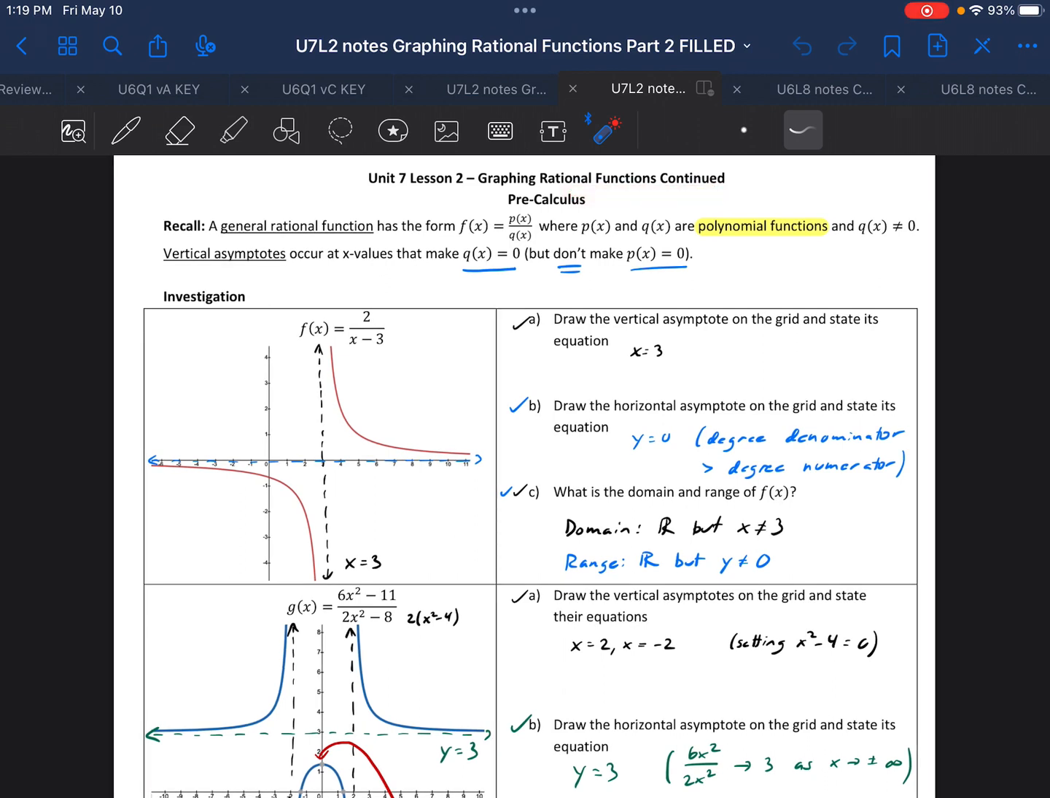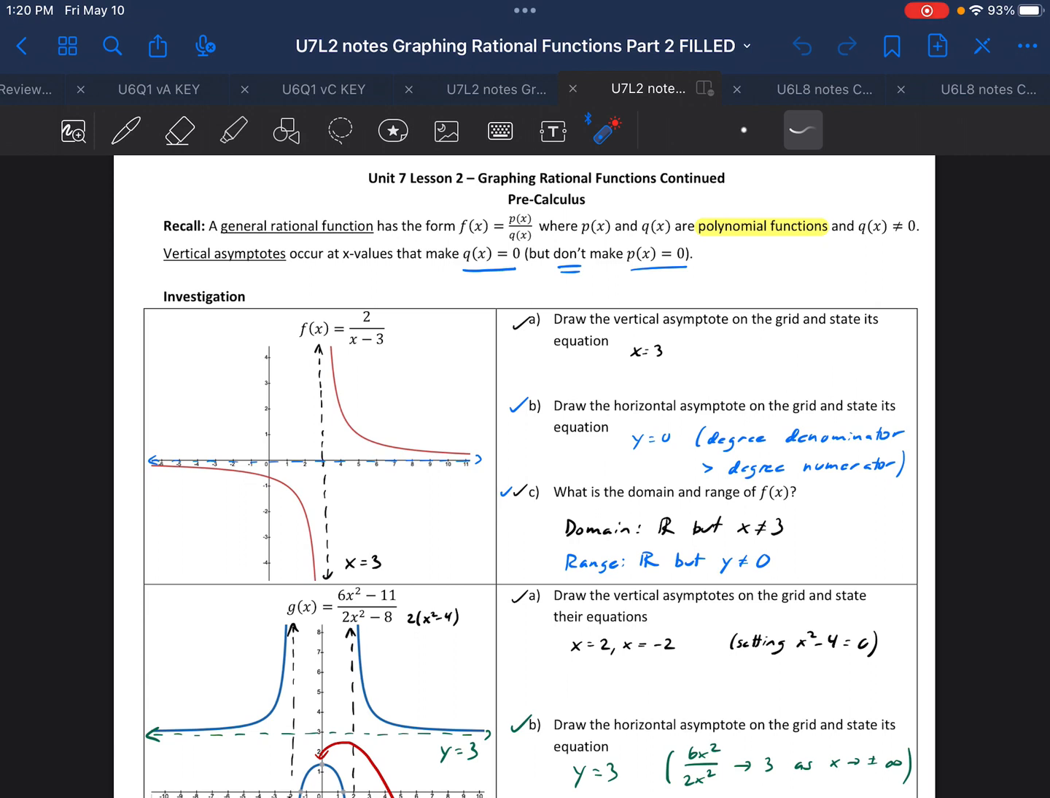So right here you can see this is the general form of a rational function. And basically all that has to happen for it to be a rational function is your numerator and your denominator have to be polynomials. And we're not going to let q be 0 because that's undefined. And we're going to go through graphing these, but now with this more general form.